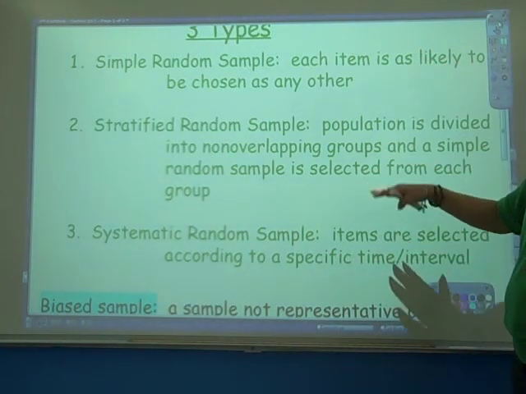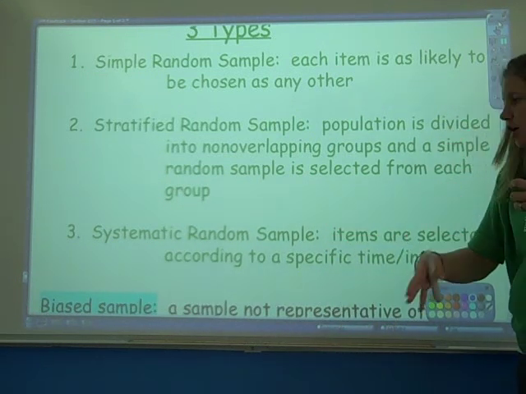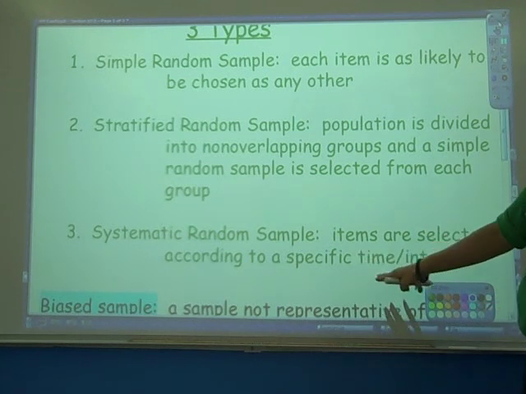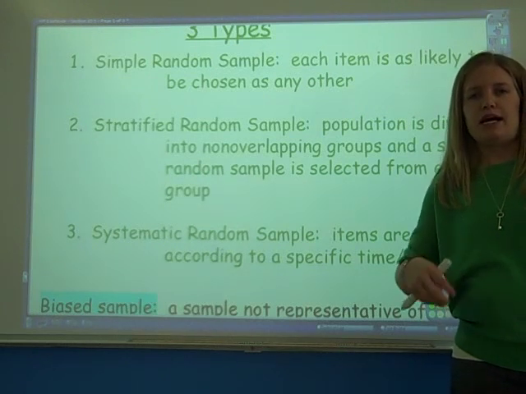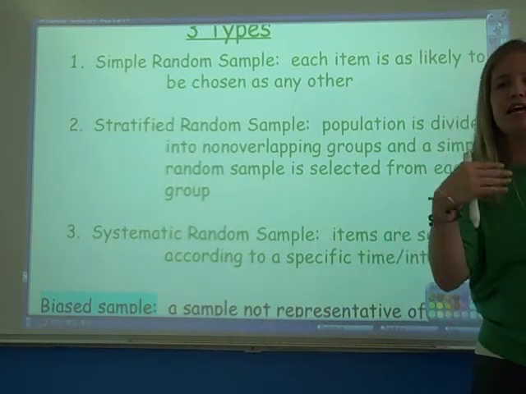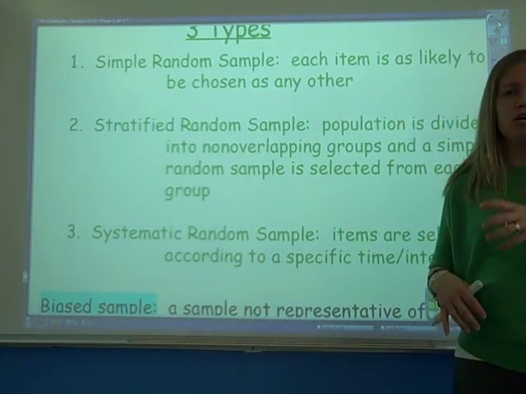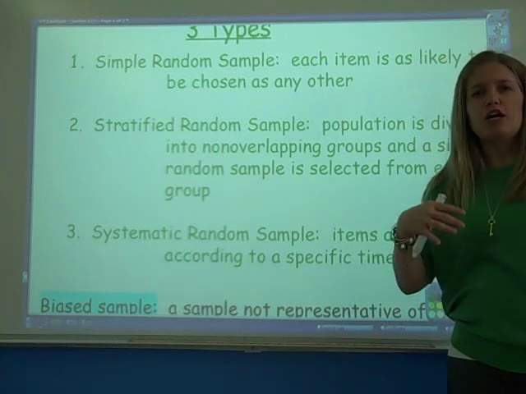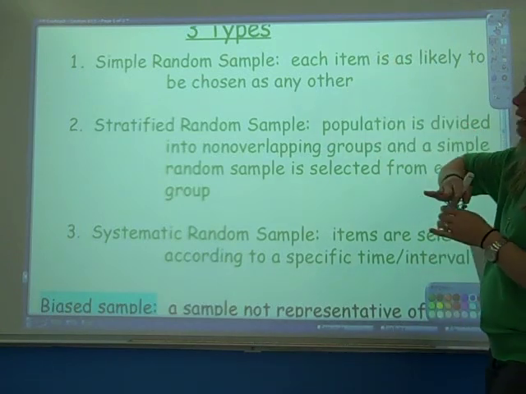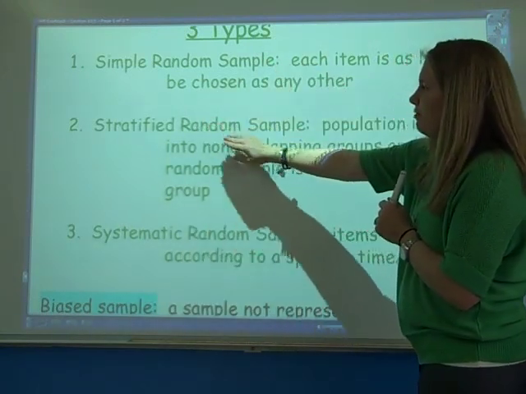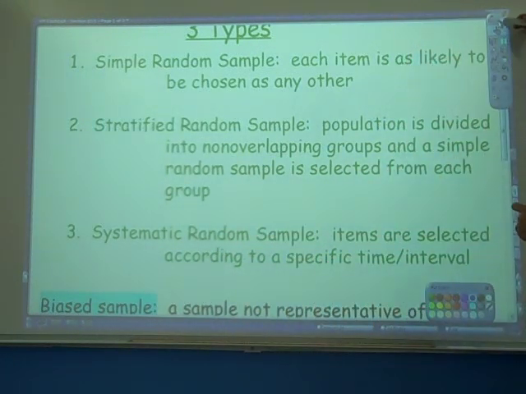Okay? And our last one is a systematic random sample. So instead of everybody in a hat, items are selected according to a specific time or interval. So we could do this as the kids are entering the building, we choose every 10th kid, and we do it in every school, so everybody has a chance. Every 10th kid gets asked the question, or every 2nd kid, or something like that. So it's by a certain time or a certain amount that we ask. So 3 types: simple random sample, stratified random sample, systematic random sample. All of them are random samples.